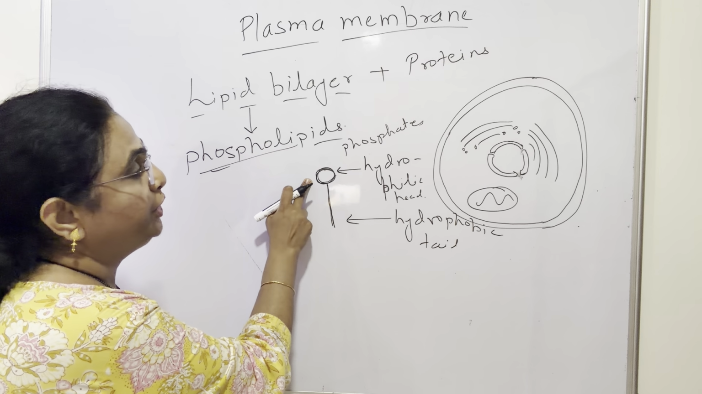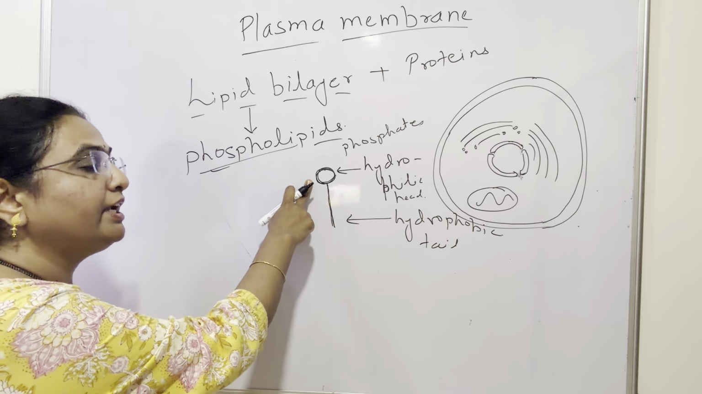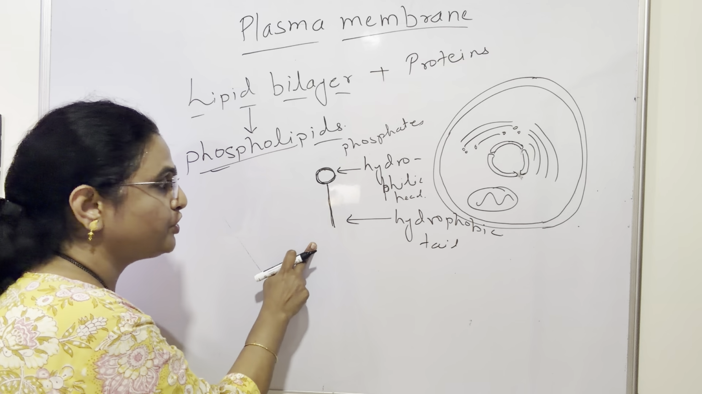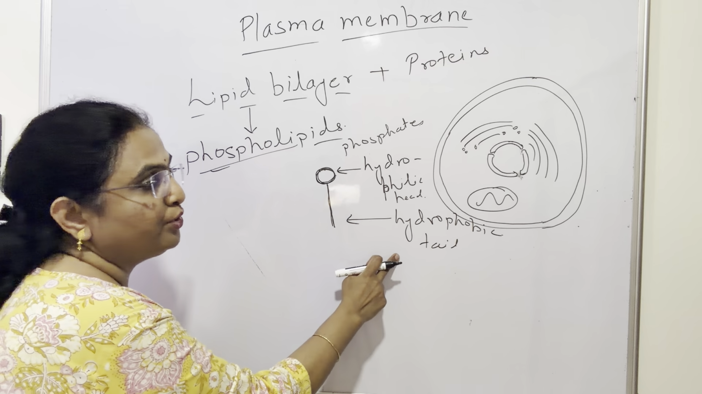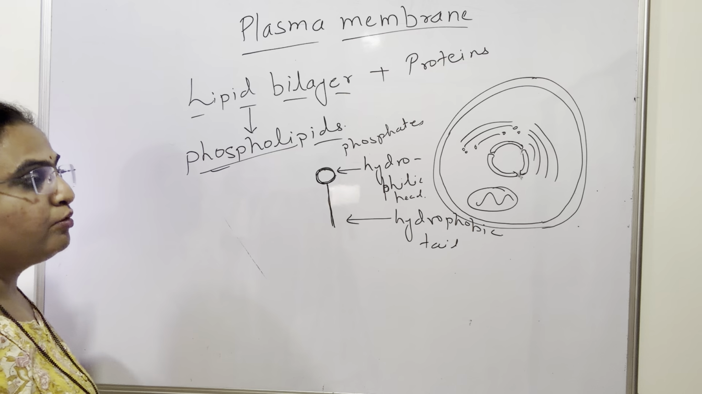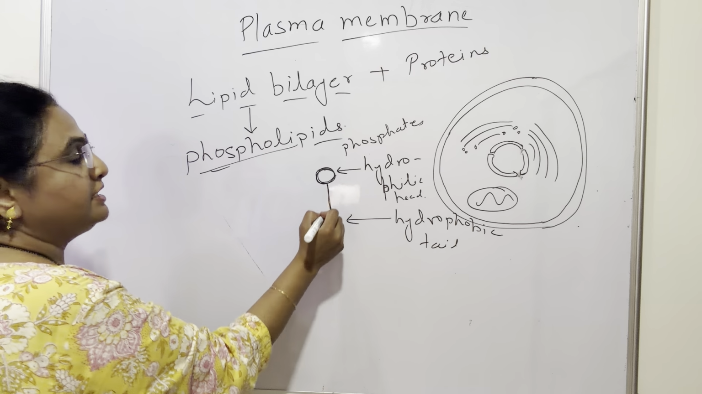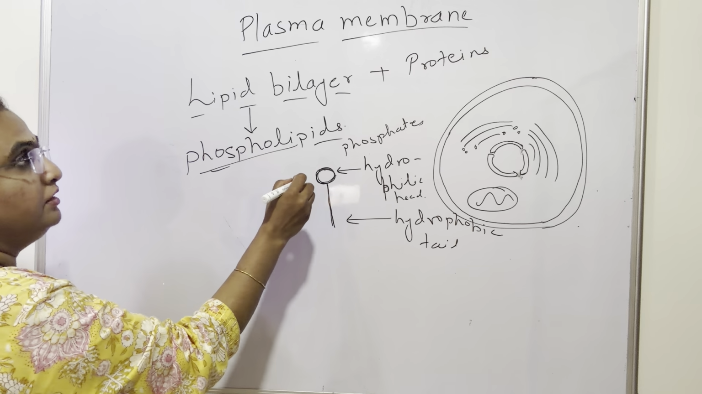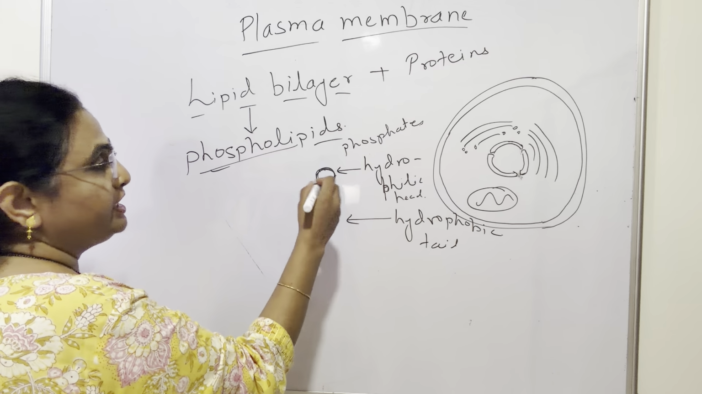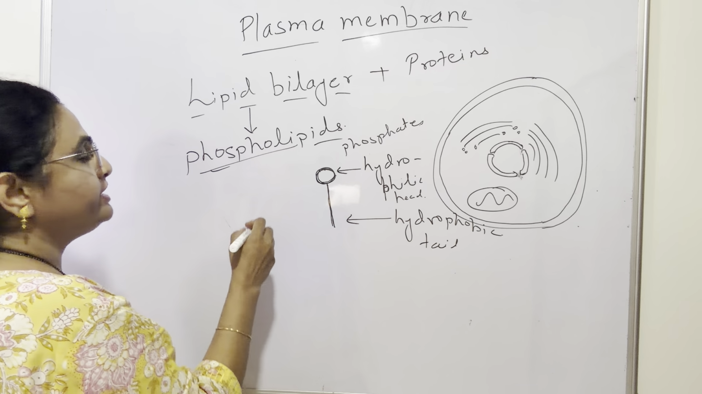So here, due to the phosphate there is a hydrophilic nature, and due to the long chain of carbons it is going to give you a hydrophobic environment. Now this is basically the phospholipid which is present.